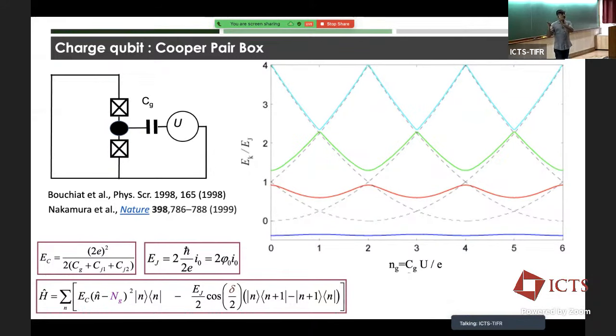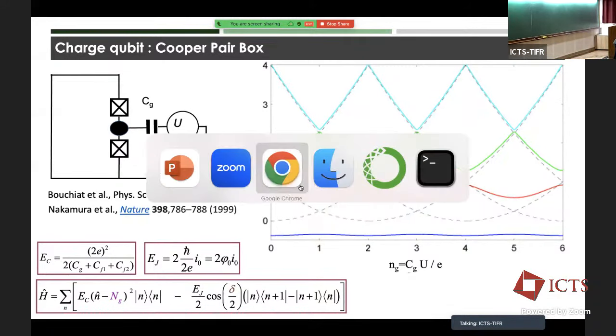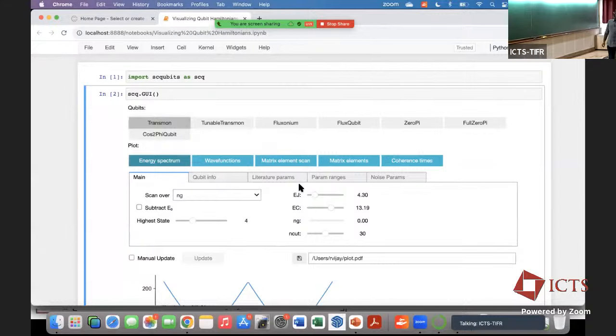So this charge qubit, the transition frequency of the ground to excited state is charge dependent. Right? This was a very important feature of the experiments at that time. So at this point, I want to show you this tool, which is quite nice. And I'm sure many of you have used this particular tool.